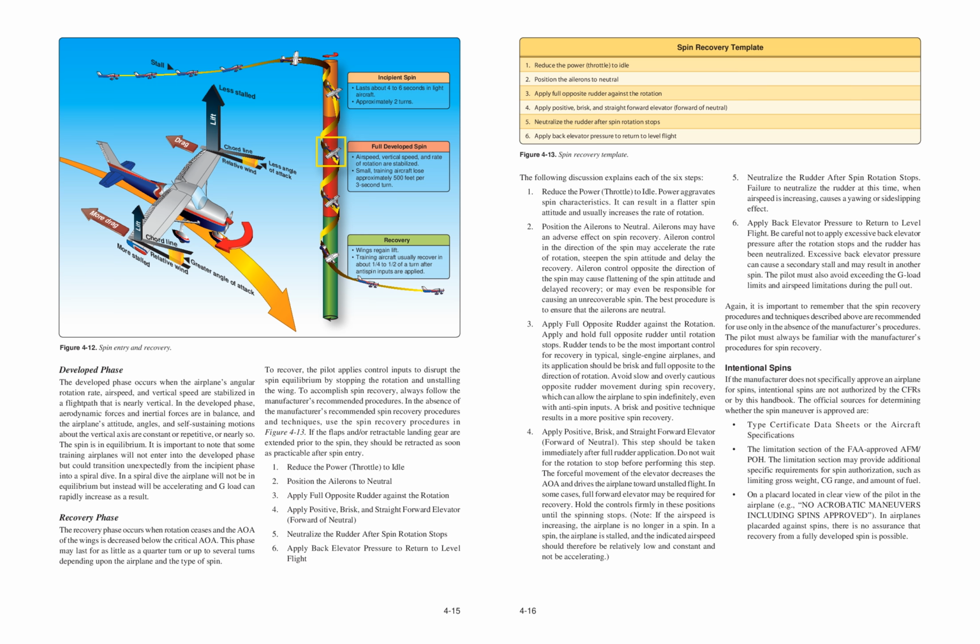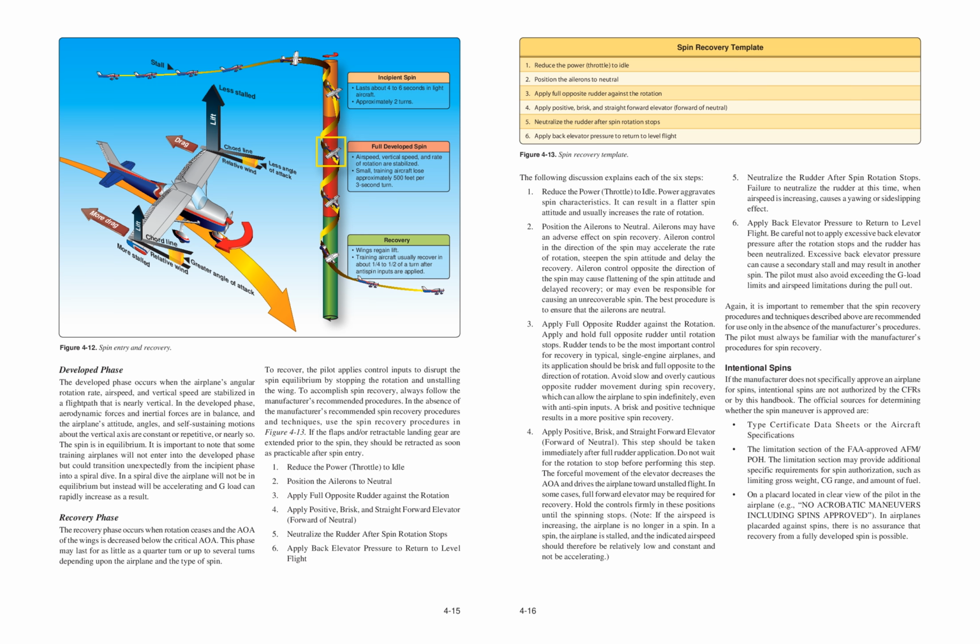In some cases, full forward elevator may be required for recovery. Hold the controls firmly in these positions until the spinning stops. Note, if the airspeed is increasing, the airplane is no longer in a spin. In a spin, the airplane is stalled, and the indicated airspeed should therefore be relatively low and constant and not be accelerating. 5. Neutralize the rudder after spin rotation stops.